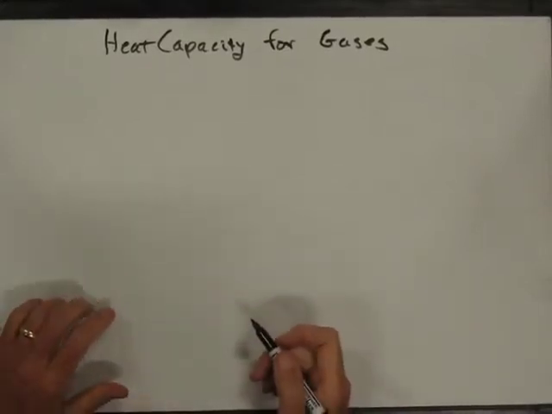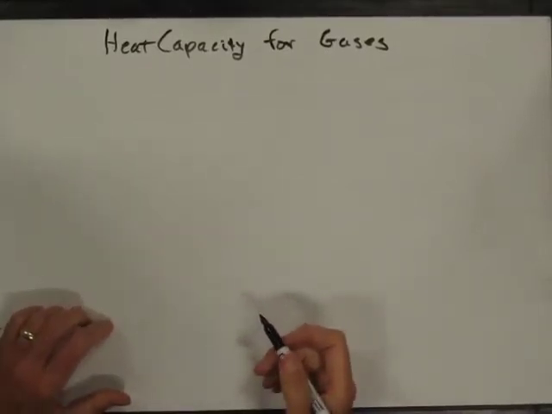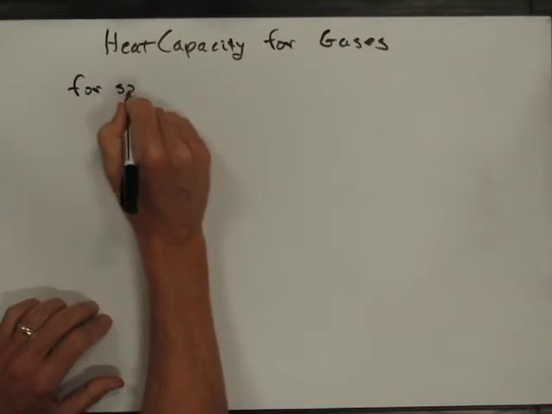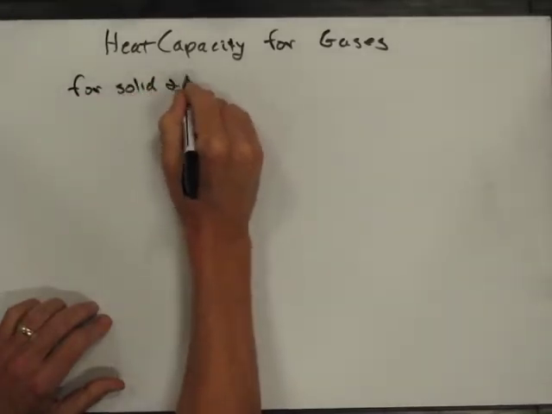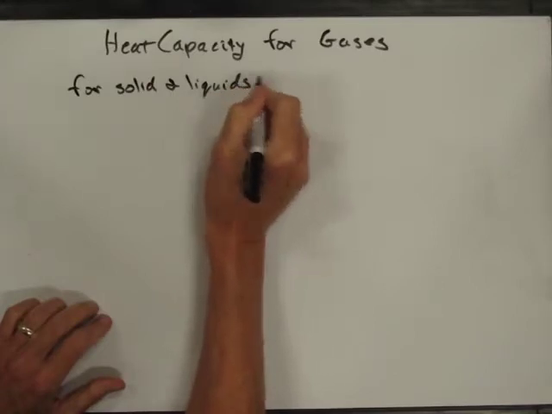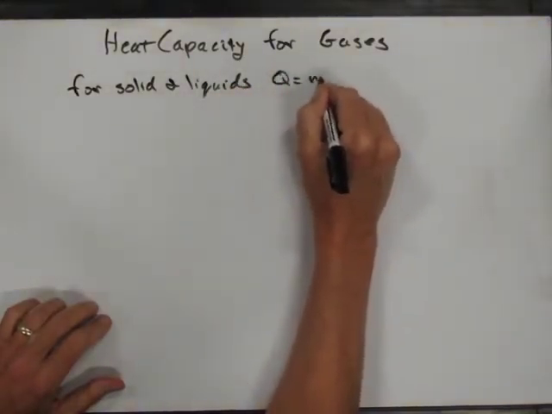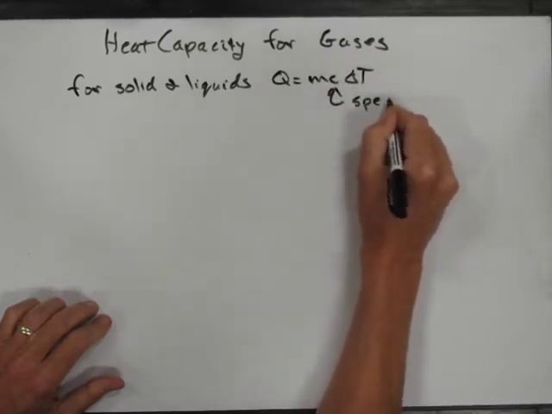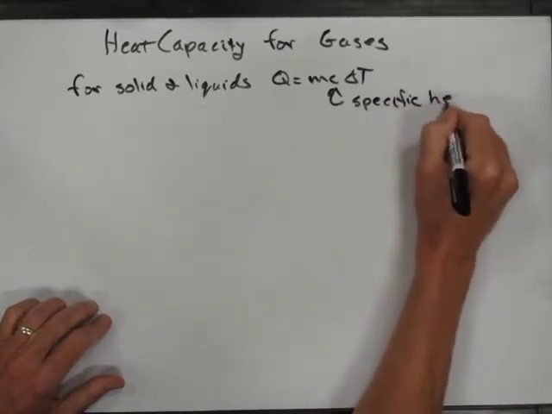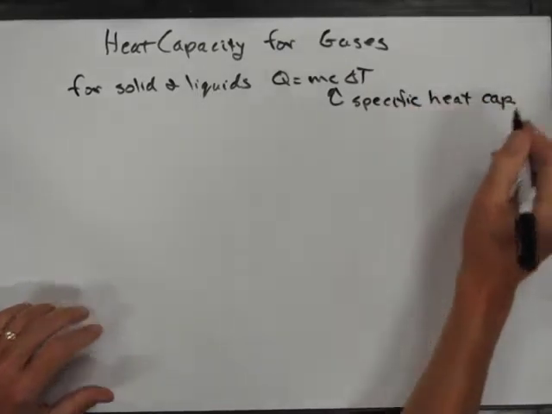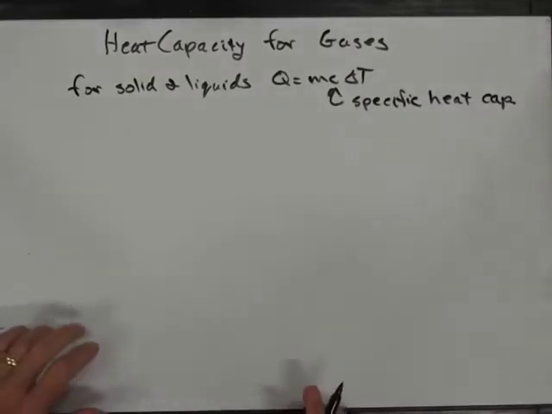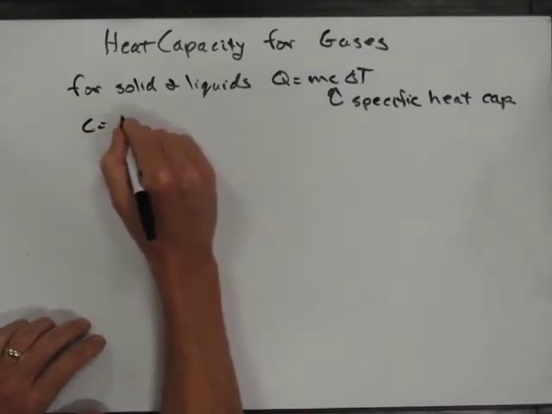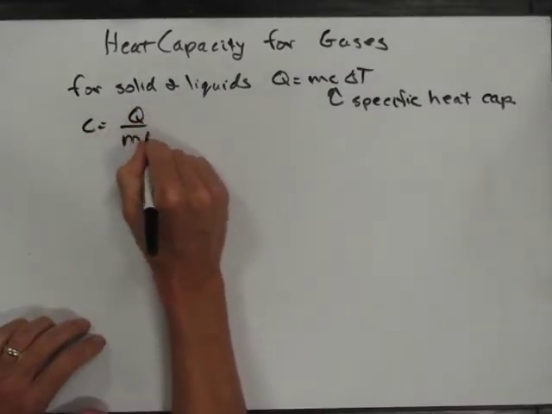So we're going to talk about heat capacity for gases this time. If you remember when we talked about heat capacity for solids, or really liquids also, we said Q equals mc delta T, where c was the specific heat capacity. And so we could write c is equal to Q over m delta T.